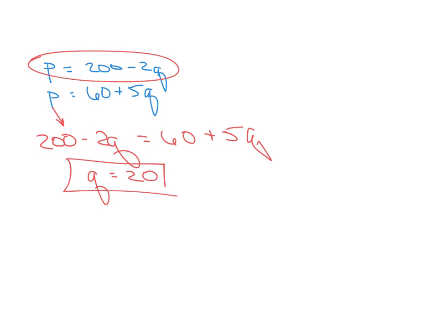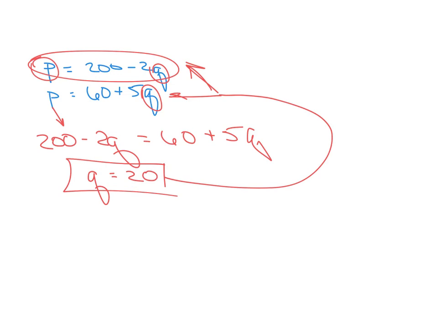Okay, do we know what P is? No, we do not. But we know what Q is. So I can take either one of these problems, doesn't matter which one, put 20 in for Q, and then it allows me to solve for P. And I will get the same P, regardless of which of these equations I substitute 20 in.